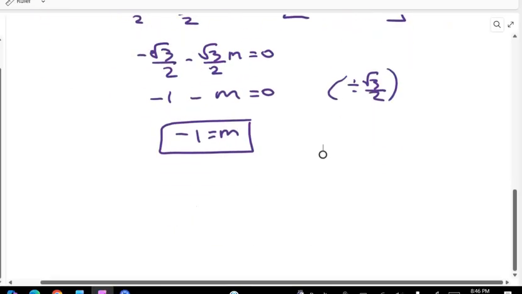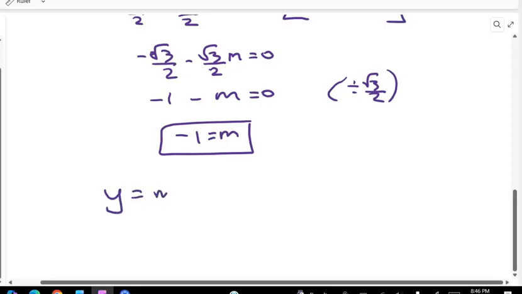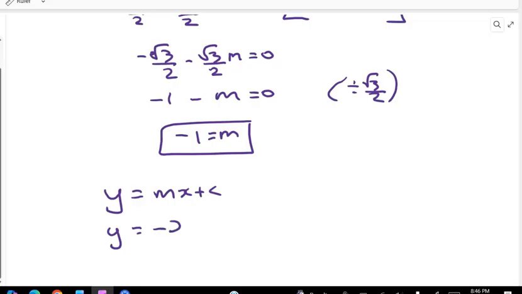That means the equation of the tangent will be y is equal to mx plus c. That gives me y is equal to negative x plus c. To find c, I'm going to substitute in pi on 6, pi on 3.